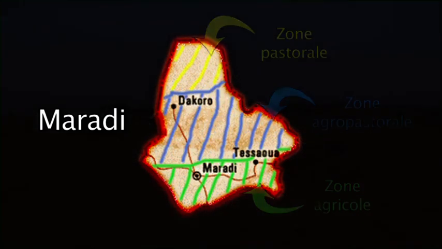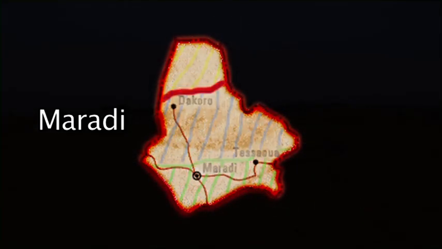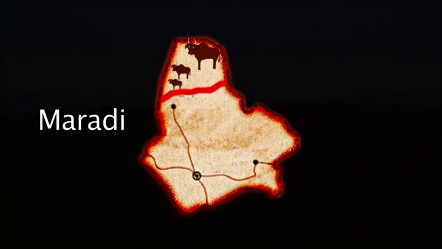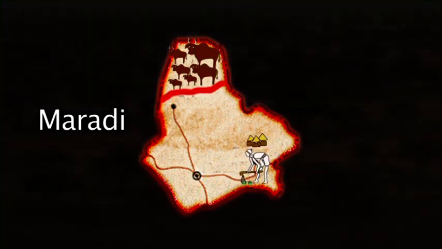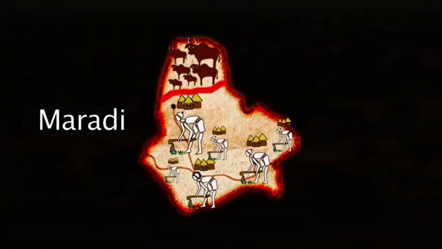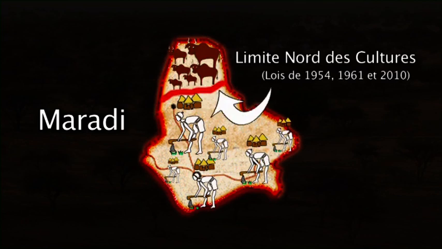The border of the pastoral area, set up in 1950 on the 300 mm per year rainfall line, aims to protect the region from agricultural settlement. It is called the northern boundary of cultivation. It constitutes an essential element in the organization of rural space in Niger.